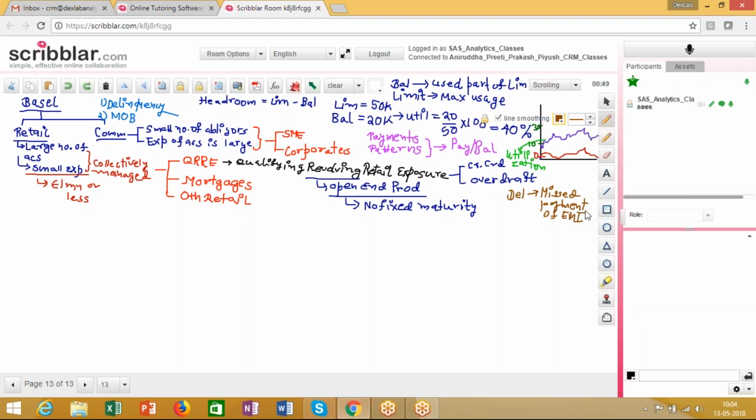Right. So, missed payments of EMIs. Now the question that comes up here is: why is delinquency such an important variable? Observe that delinquency gives us an idea about your overall risk. It tells us how risky a particular borrower is. So, is a borrower risky at all or not?